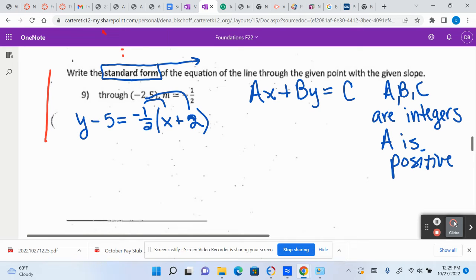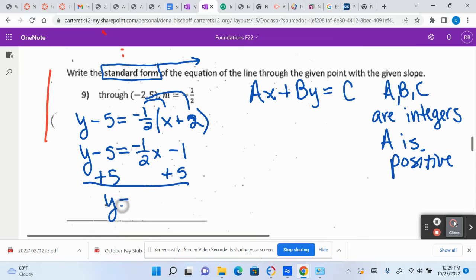Okay, distribute. So y minus 5 equals negative 1/2 x. Half of 2 is 1, and a negative times a positive is a negative. Okay. What do you want to do next? Add 5. I love that. That would be y equals negative 1/2 x plus 4.